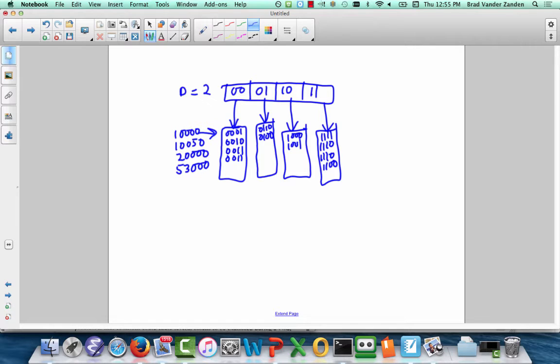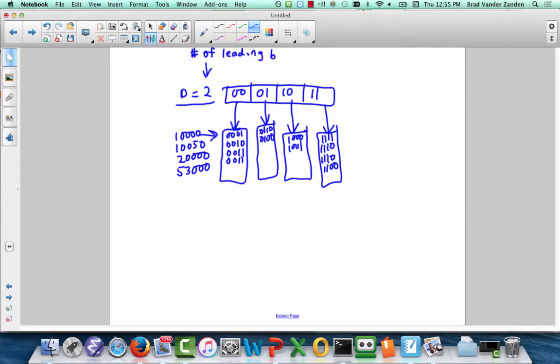Okay, so the capital D equals 2, that's the number of leading bits in the hash key that you're considering. So right now, our directory is just considering the first 2 bits. If we need to add an entry and we need to split a leaf, so let's say in this case that L is equal to 4.